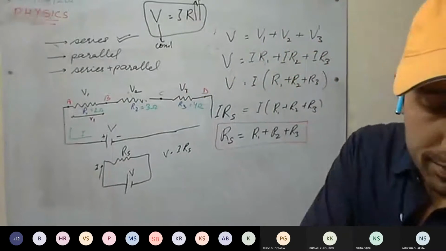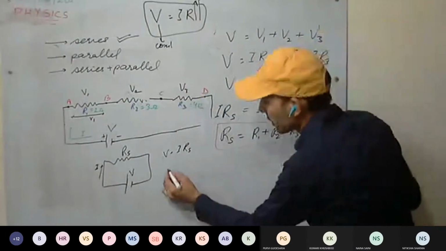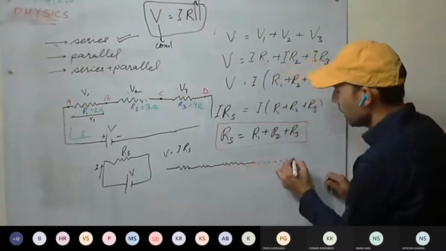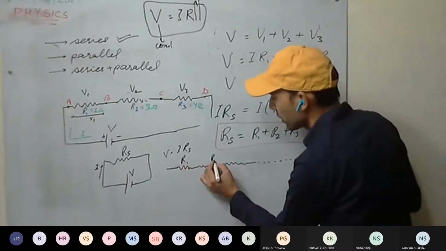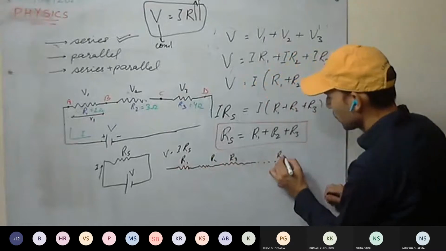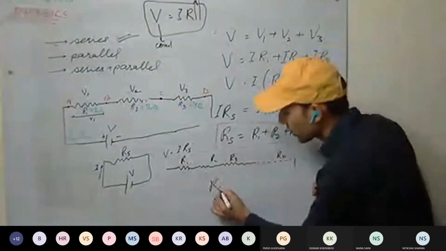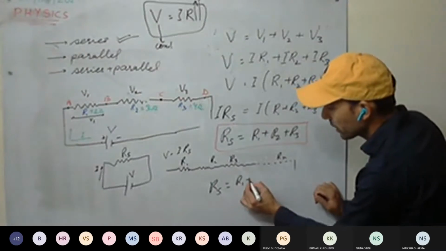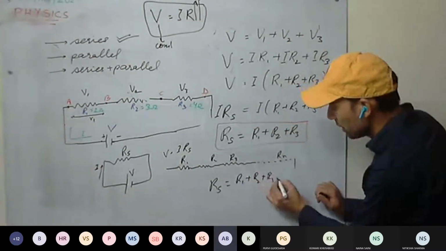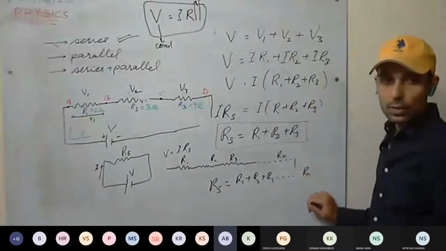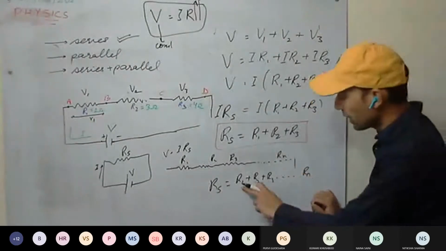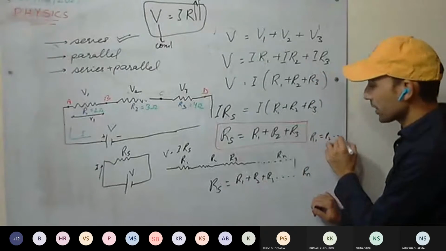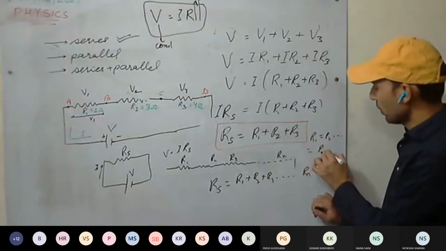Sir, if I am connecting n number of resistors, R1, R2, R3, up to Rn, what will be the total resistance offered or equivalent resistance? R1 plus R2, we have to add them all up to Rn. Okay. Now, if all these resistance values are same, that is R1 equal to R2 equal to R3 equal to Rn equal to R.